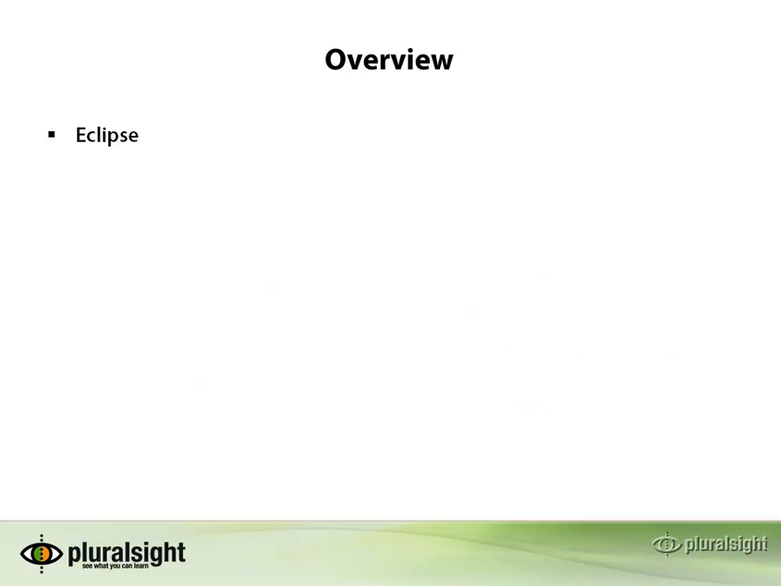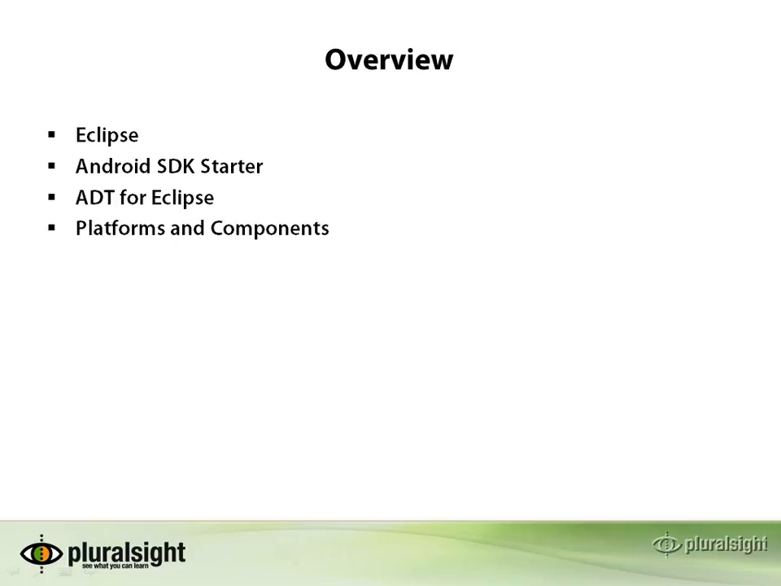So what are we going to talk about today? First of all, we're going to talk about Eclipse, where to get it, and how to install it. Next, we're going to move on to the Android SDK starter, and we're going to get that set up and installed. Then we're going to get the ADT for Eclipse, which is the application development toolkit that Google provides as a plugin for Eclipse. Then we're going to look at the platforms and components that the ADT will allow us to install in our Eclipse installation.